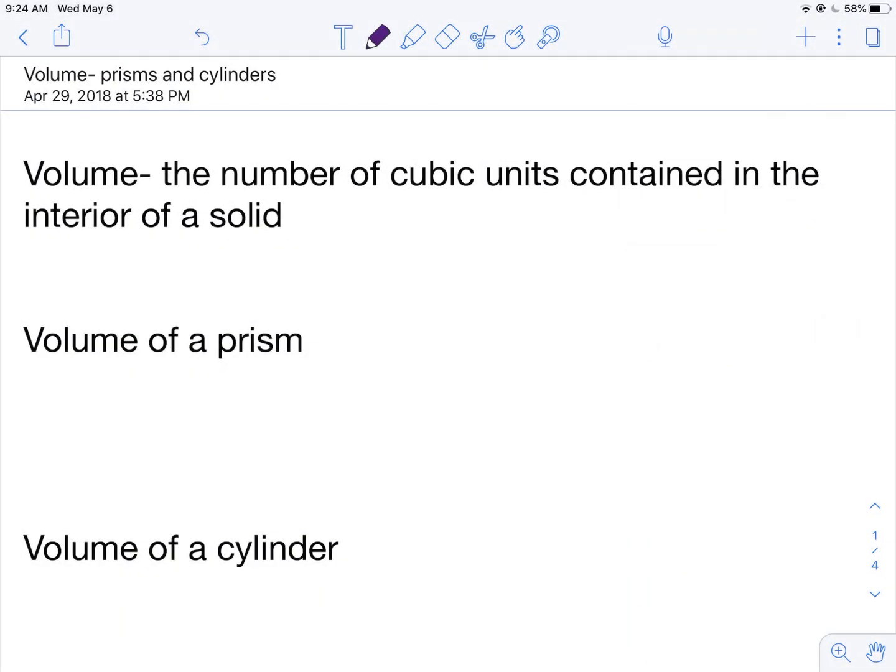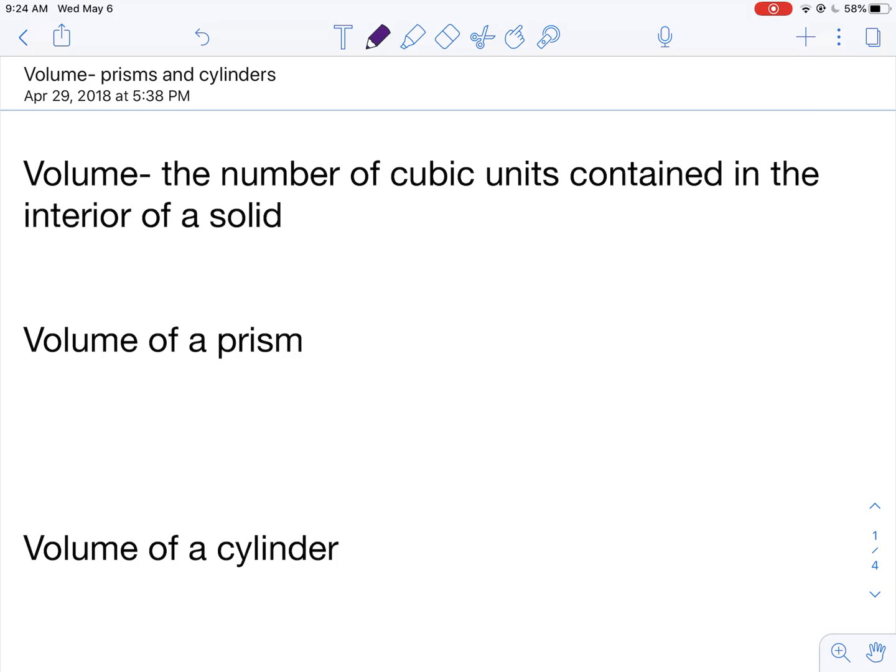Okie doke, guys, Miss Herren back again for volume of prisms and cylinders. So we just finished up with surface area and lateral area of prisms and cylinders, and so now we're doing volume of those same three-dimensional solids.